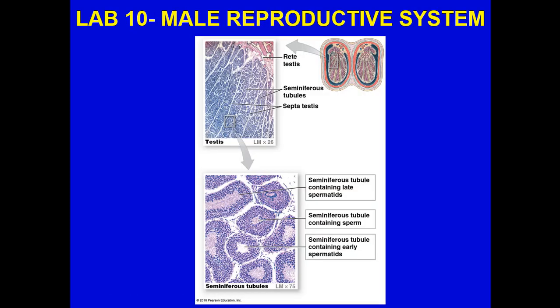Moving on. Here you can see the rete testis. Here you see the walls, and the seminiferous tubules are right here. And this is much closer where you see the seminiferous tubules. You'll see the lumen area here where there may be some sperm cells occupying the centers here, some not.